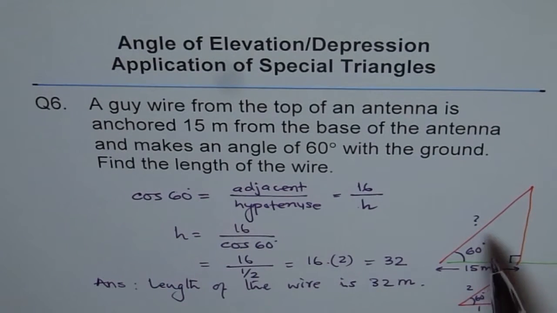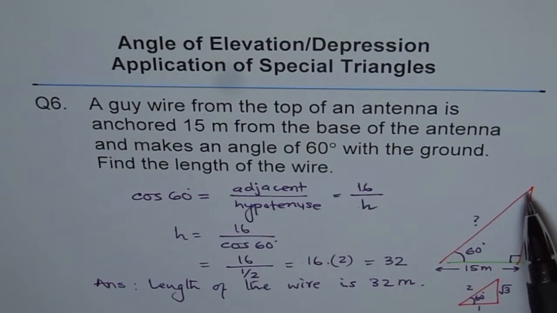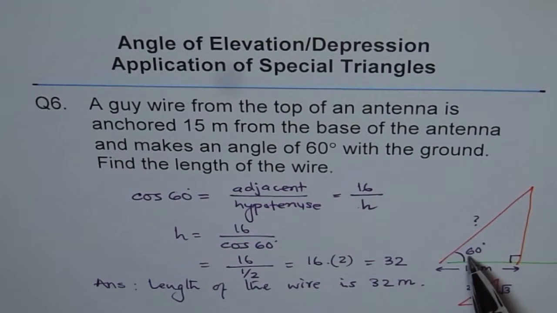Now in some test papers I have seen the question saying that the angle of elevation for the wire is 60 degrees. Remember, angle of elevation is the angle which anything makes with the horizontal. That's a reminder. This could be twisted and asked in different ways. Here it's very straightforward, saying 60 degrees with the ground, so absolutely clear.